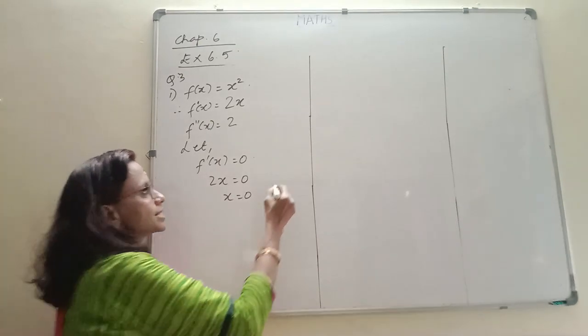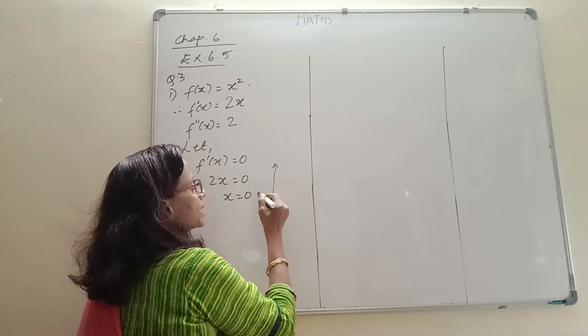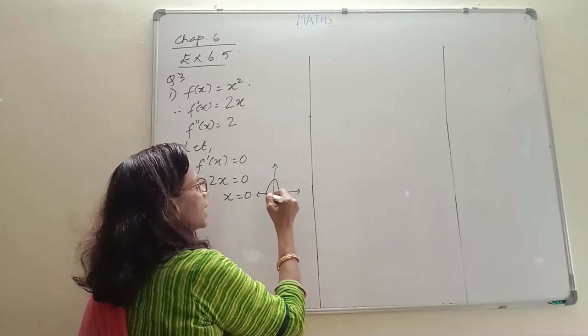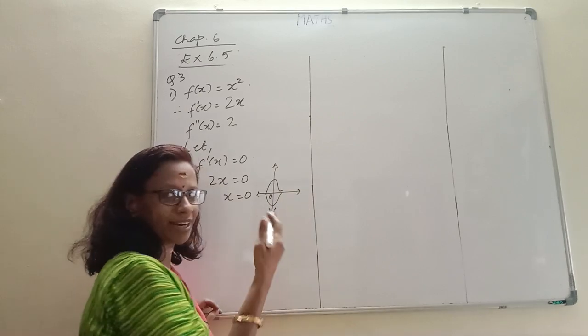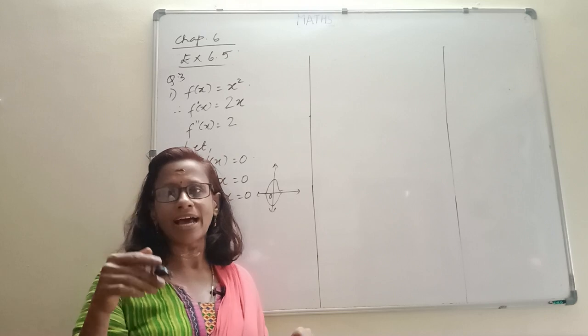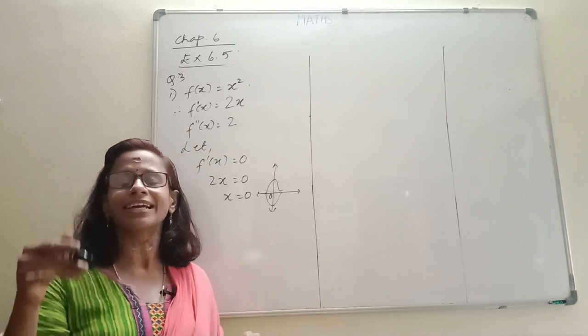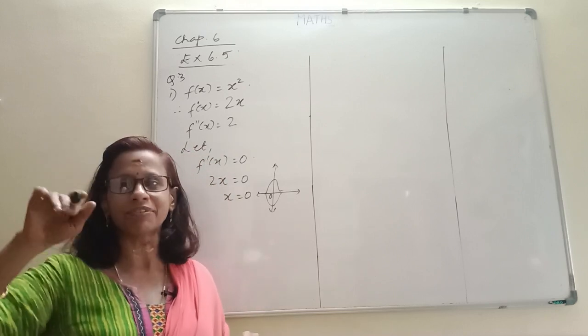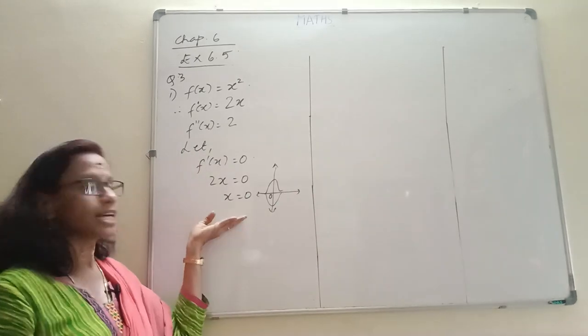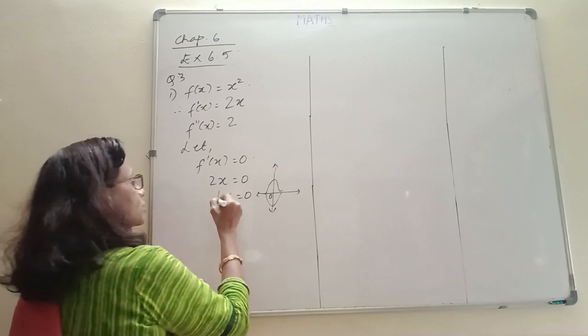When you visualize it in terms of a graph, at x equal to 0 it could be a hill like that, or it could be a valley like that. It could be any one. That's the meaning of critical point. At the critical point, you could have a hill, or you could have a valley. That means it could be a maxima point or it could be a minima point. That's the significance of this x equal to 0.